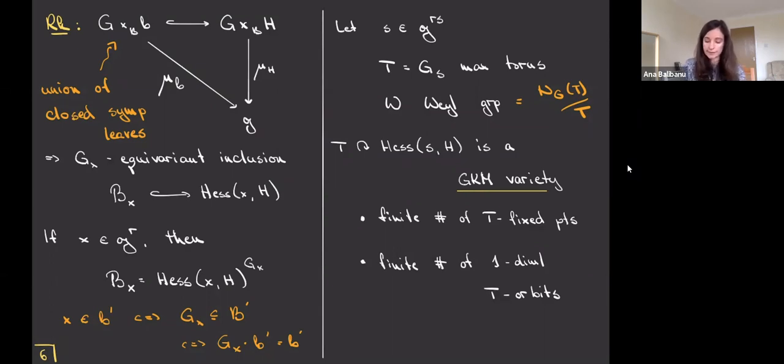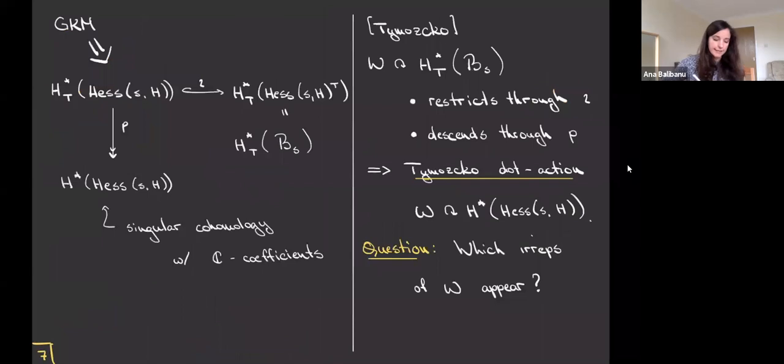what this variety needs to satisfy is that there are finitely many fixed points under the T action and finitely many one-dimensional orbits. In general, GKM varieties are defined for non-smooth things, and then you also require something called equivariant formality, which is a more technical condition. But because this Hessenberg variety is always smooth, we don't care about that aspect. And then this GKM property implies some things about the cohomology of these varieties.